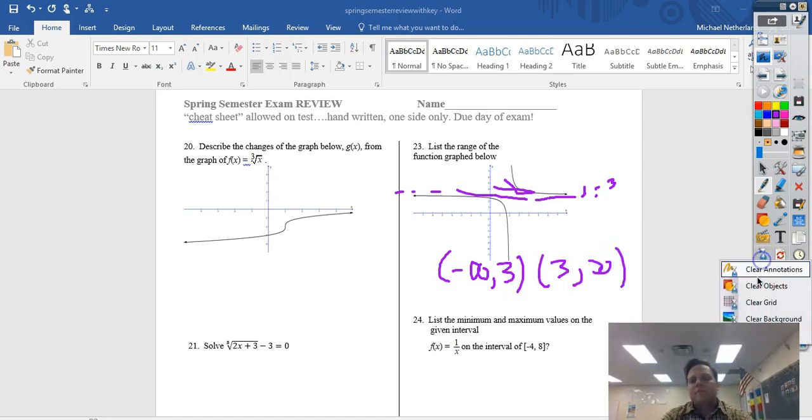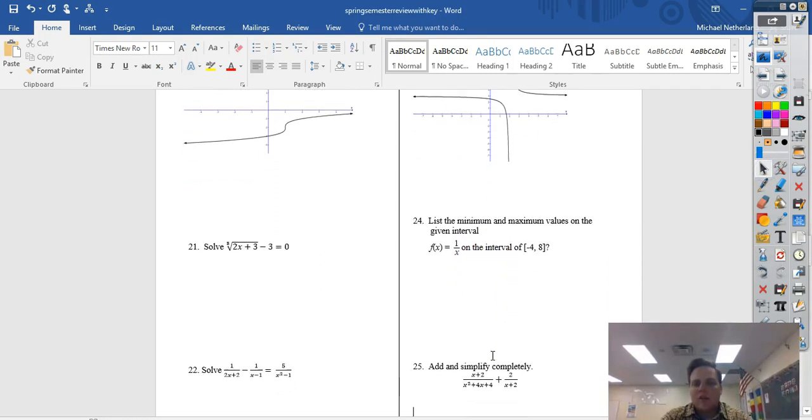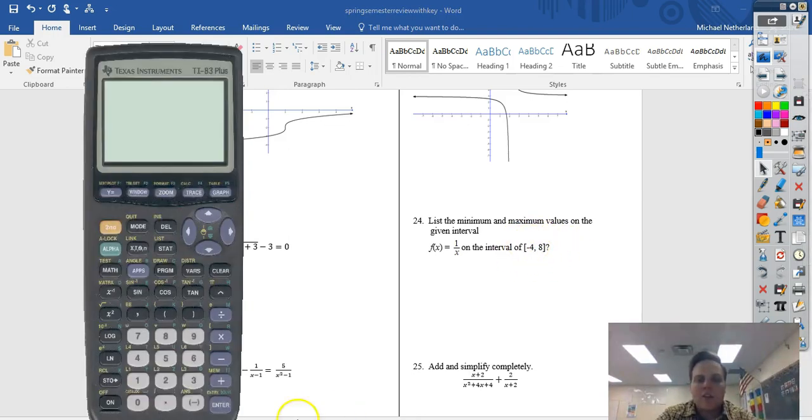Okay. Moving on, 24. List the minimum and maximum of 1 over x on the interval from negative 4 to 8. So once again, guys, these are x values. I'm going to go to my calculator, turn it on, go to y equals, clear this junk out, and do 1 divided by x. Then I'm going to go to the table. I'm going to look at x values from -4 to 8, and I want to find my lowest y value and my highest y value.